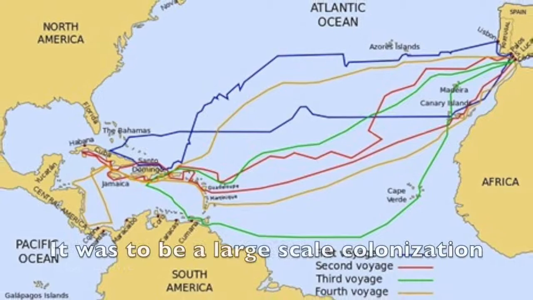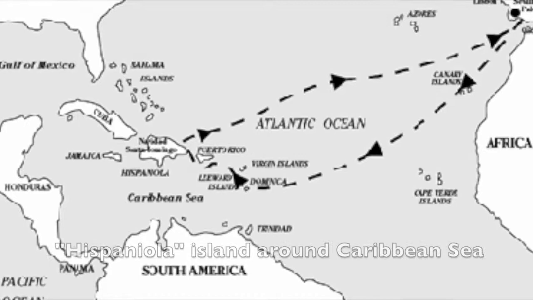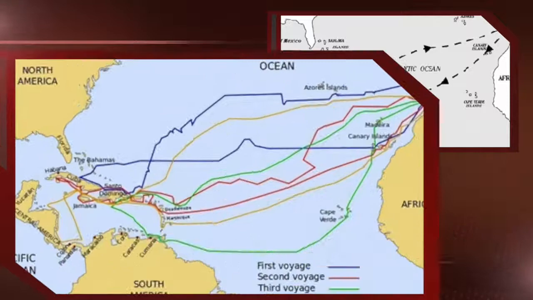It was to be a large-scale colonization and exploration project, and he found Hispaniola Island around the Caribbean Sea, and then moved to Jamaica. He found Trinidad Island around the South Caribbean Sea.